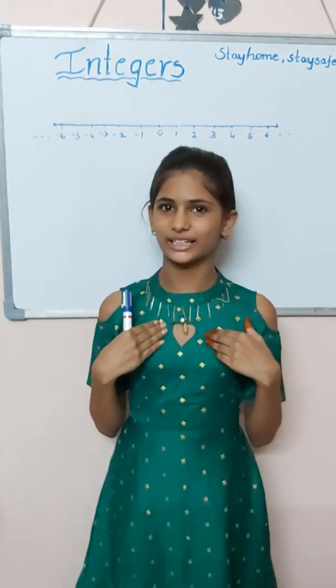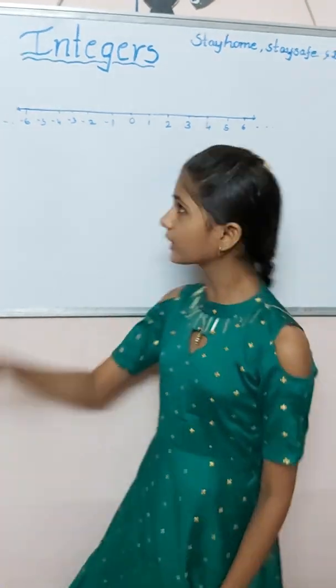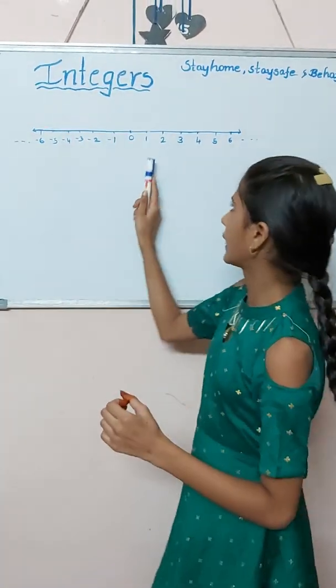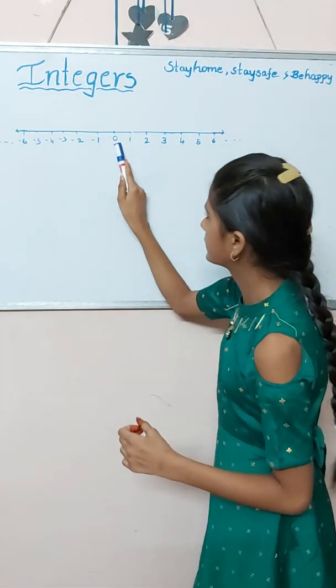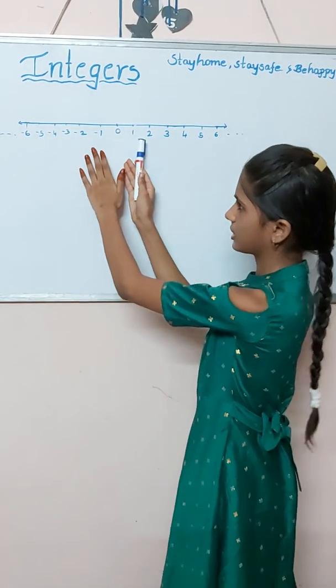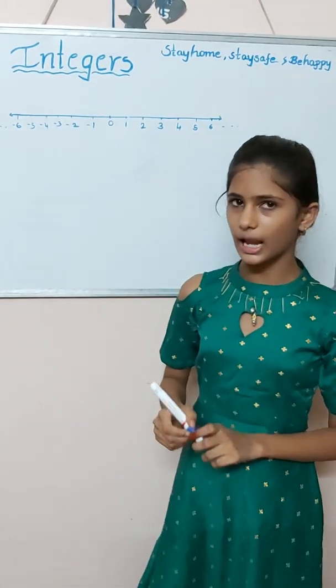I am studying in 7th class. Today I am going to tell about integers. What are integers? In integers we have the set of positive integers, 0, and the set of negative integers, but we don't have fractions in the integers number line.